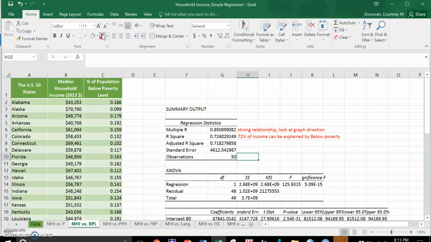I will note right here that the 50 is your sample size. So I had 50 states included. I want to make sure that I included all 50 states. That's just kind of a quick data check.